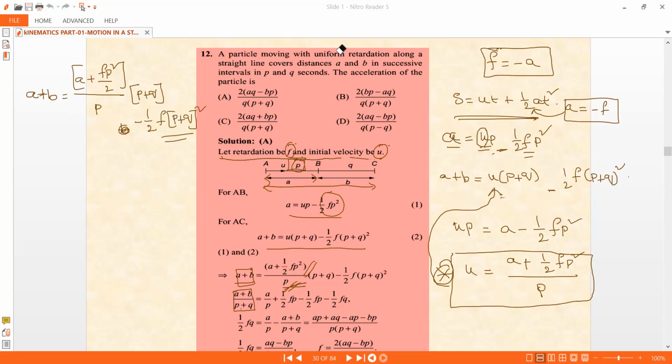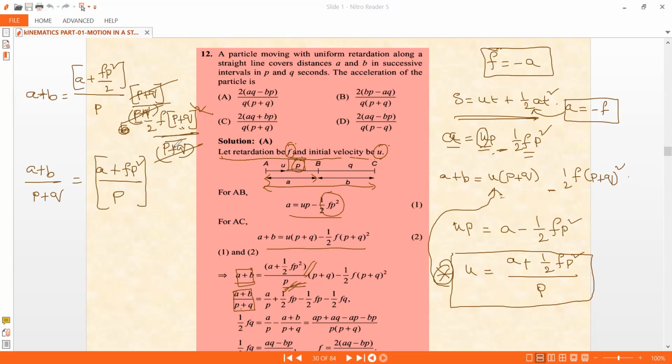And then if you divide with P plus Q on either side, you get (a plus b) divided by (p plus q). That's the next step. So if you divide with p plus q here, and again divide by p plus q here, the p plus q and p plus q cancel, and for one p plus q gone, p plus q sustains here. So that is what you are going to get. So (a plus b) divided by (p plus q) is a plus fp square by p. That is the first part.